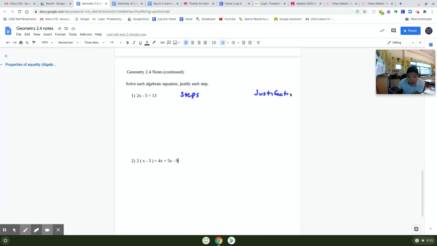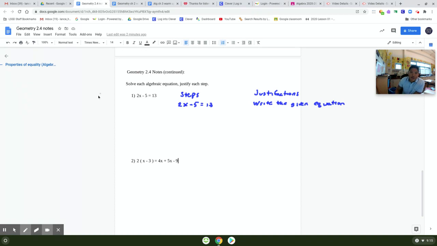You have to justify everything. However many steps you have, you have to have that many justifications, because again, you have to justify everything. So the first thing that I want to do is write down the equation. Here's the given equation: 2x minus 5 is equal to 13. The justification, or the reason why we could do that, is it's just writing the given equation. Eventually, what I might do is just write "given," because that's what's given.